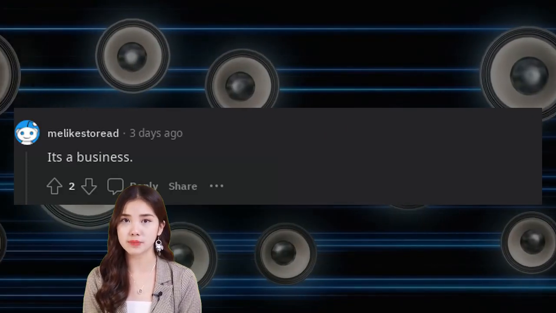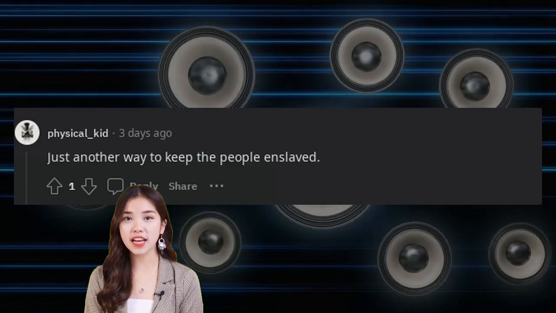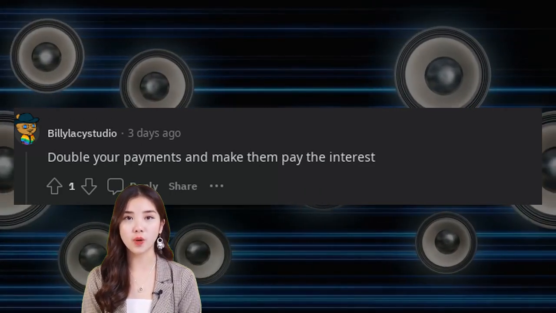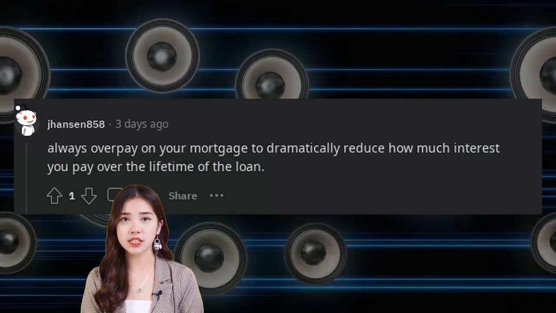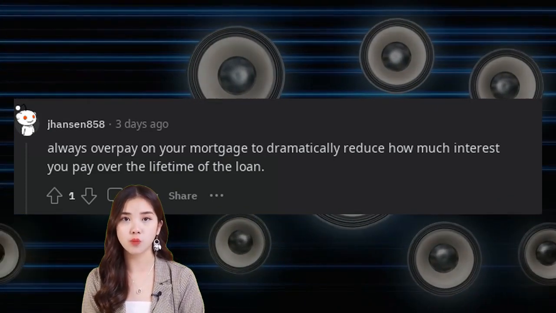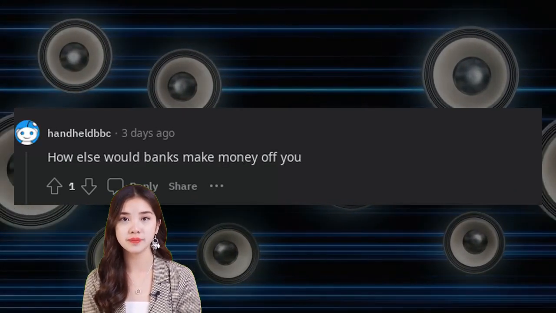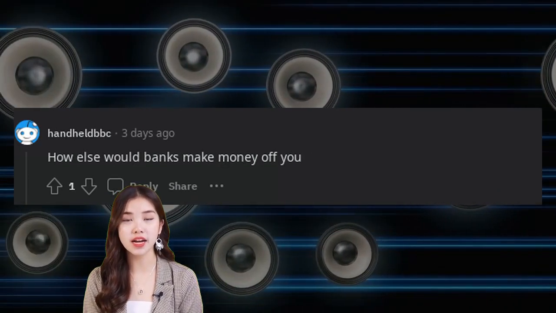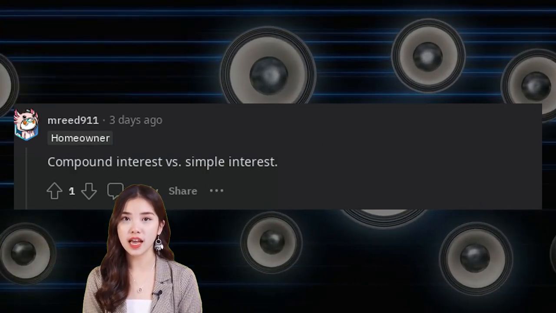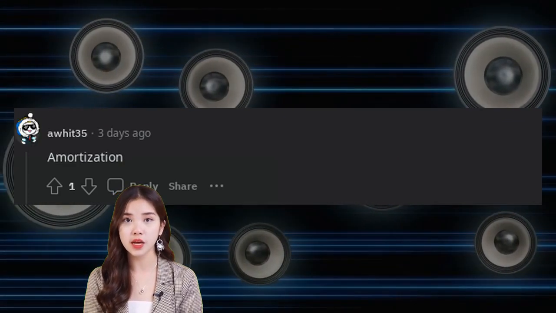It's a business. Just another way to keep the people enslaved. Double your payments and make them pay the interest. Always overpay on your mortgage to dramatically reduce how much interest you pay over the lifetime of the loan. How else would banks make money off you? Compound interest versus simple interest. That is how interest works. Amortization.